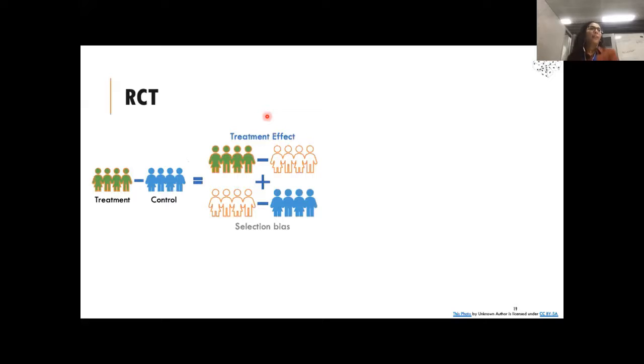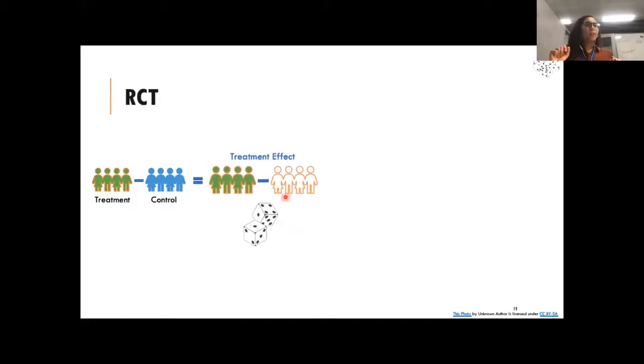If we go back to our strategy to find the effect of the program or the treatment, we randomize the allocation of participants to the groups. That means we get rid of the selection bias, and when we compare the average outcomes for the treatment and control groups, we know that we are estimating the treatment effect.